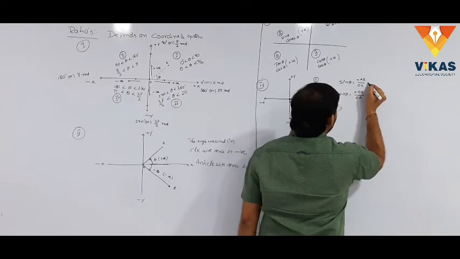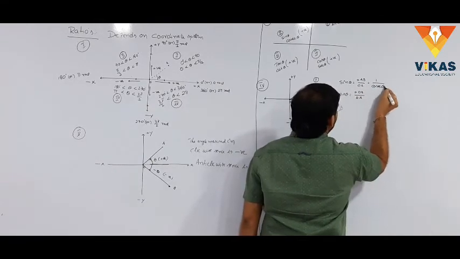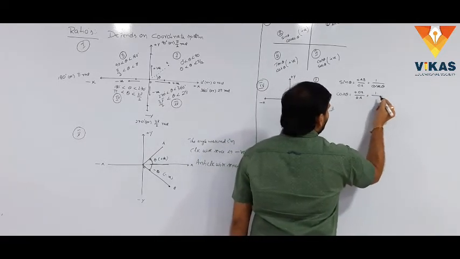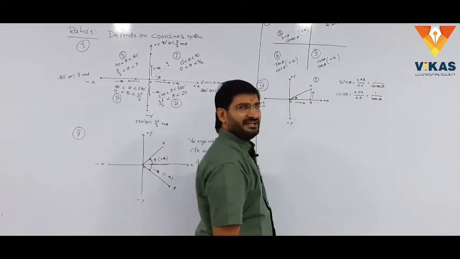If sin theta is positive, the reciprocal of sin theta is the cosecant theta. The cosecant theta is also positive. Here cos theta is positive. The reciprocal of the cos theta is the secant theta. That's why secant theta is positive.